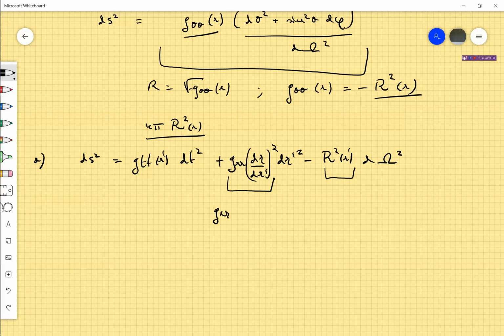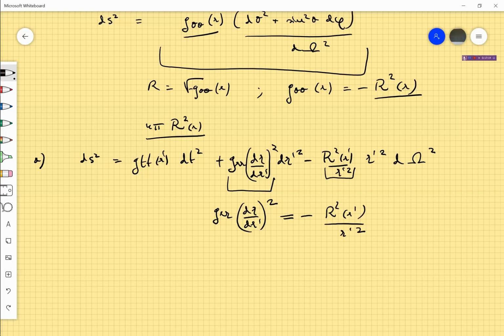So dr prime squared. Let me do it in more detail. I want to have here dr prime squared. I want to leave this, so I divide this by r prime squared, and then what I really want is to have this R squared divided by r prime squared.